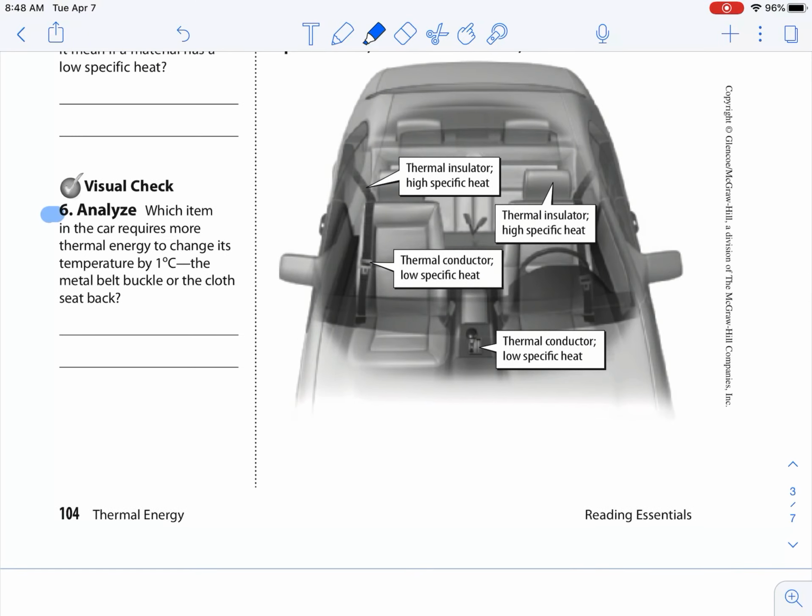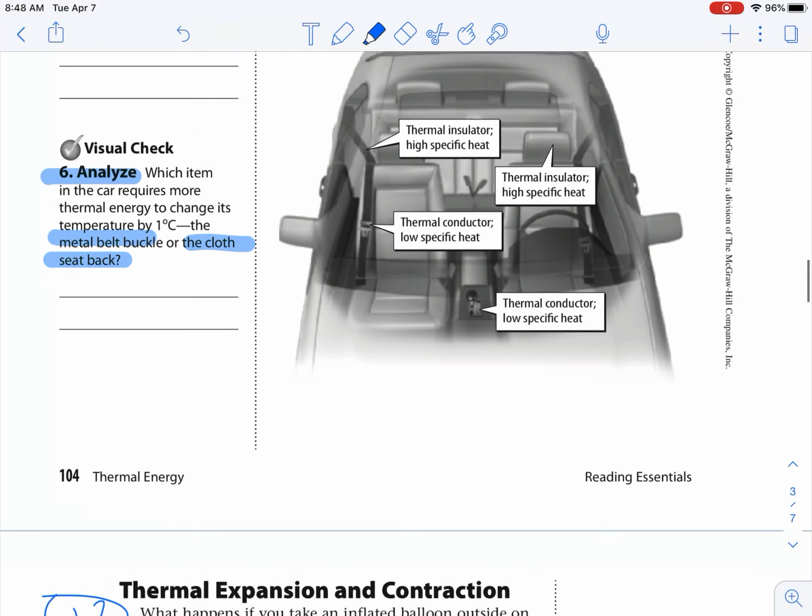Number 6 says, analyze. Which item in the car requires more thermal energy to change its temperature by 1 degree Celsius? The metal belt buckle or the cloth seat back? Think about when you've been in a car after it's been sitting in the sun for a long time. What is the hottest object in the car? You've probably experienced this in your life where you've touched something in the car and it felt really hot, and other things in the car haven't.